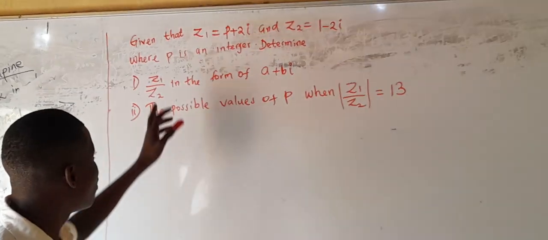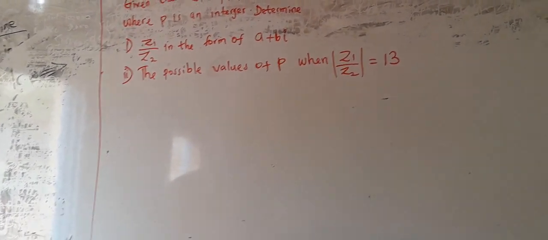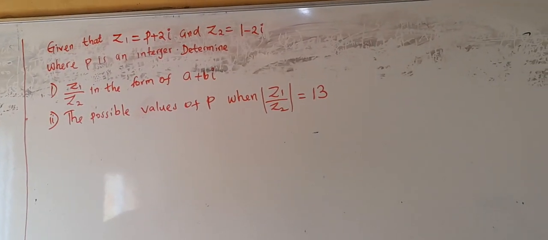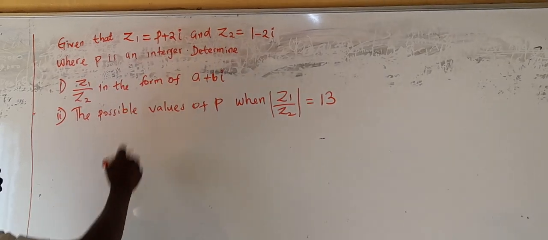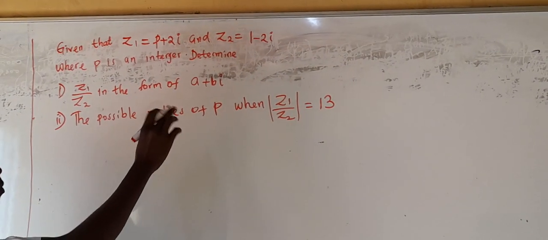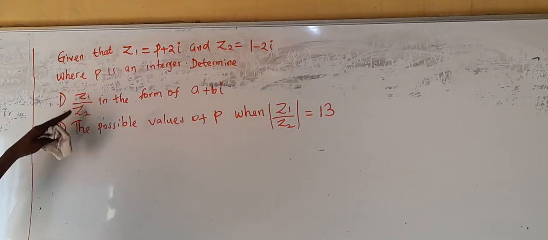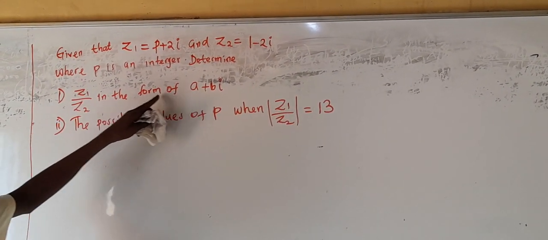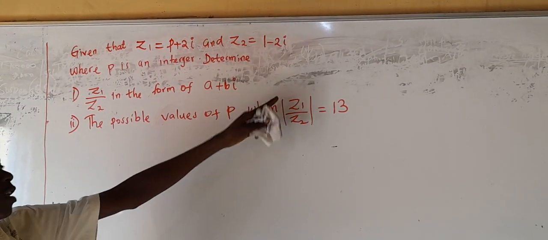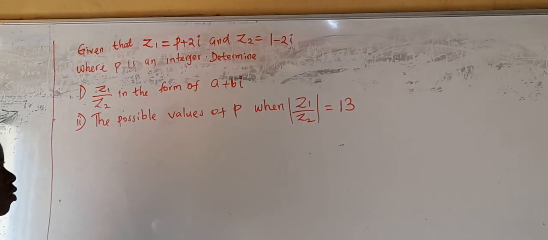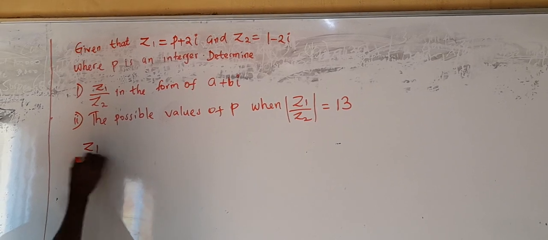So today I want to look at how to solve this question of complex numbers. The question says, given that z1 is equal to p plus 2i and z2 is equal to 1 minus 2i, where p is an integer, determine z1 over z2 in the form of a plus bi, and then the possible values of p when the modulus of z1 over z2 is equal to 13. So let us start with the first part of the question, z1 over z2.